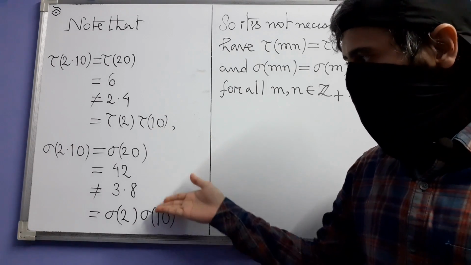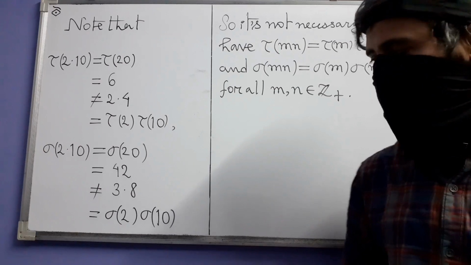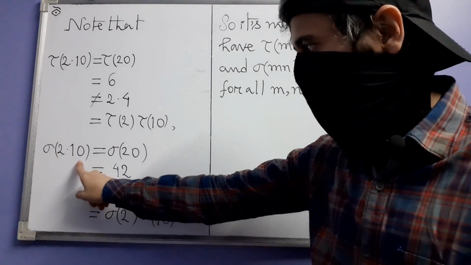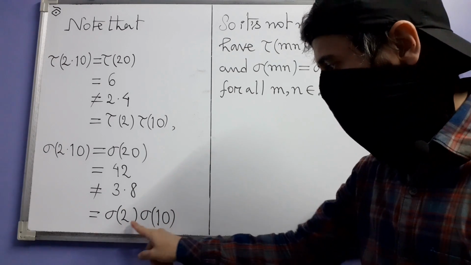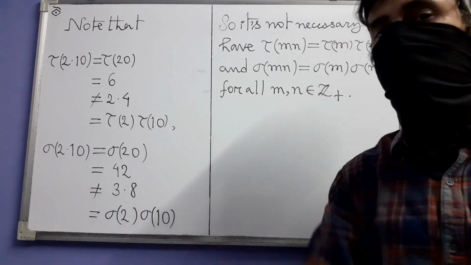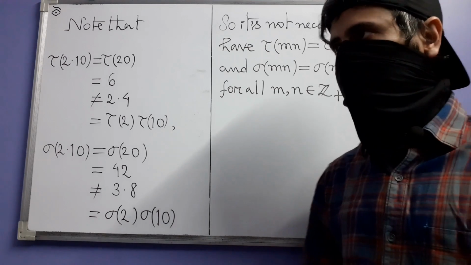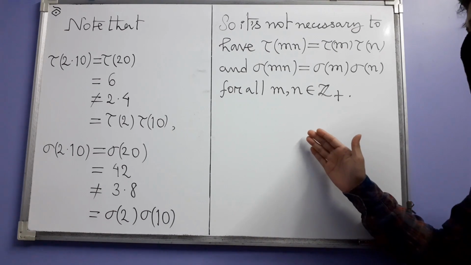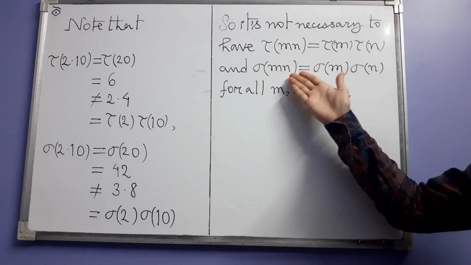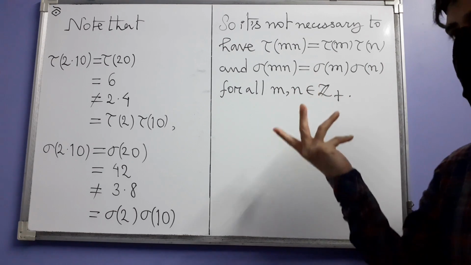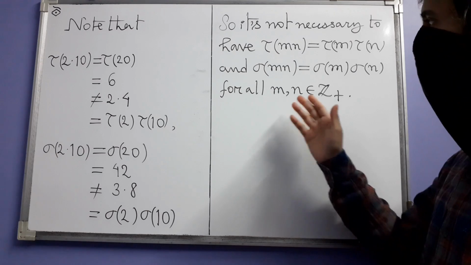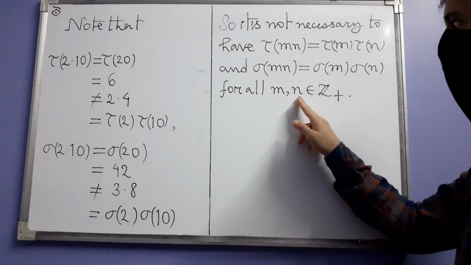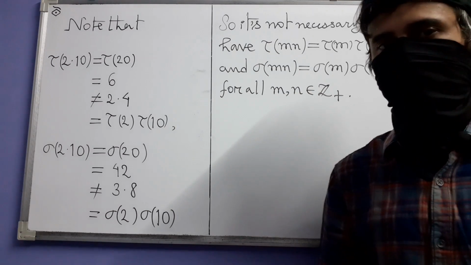The same is the situation with the function sigma as well. Sigma of 2 times 10 turns out to be 42. However, sigma of 2 times sigma of 10 is not 42. So we get this nasty fact that in general these equations, which look very nice, are not true for the functions sigma and tau for all positive integers m and n.